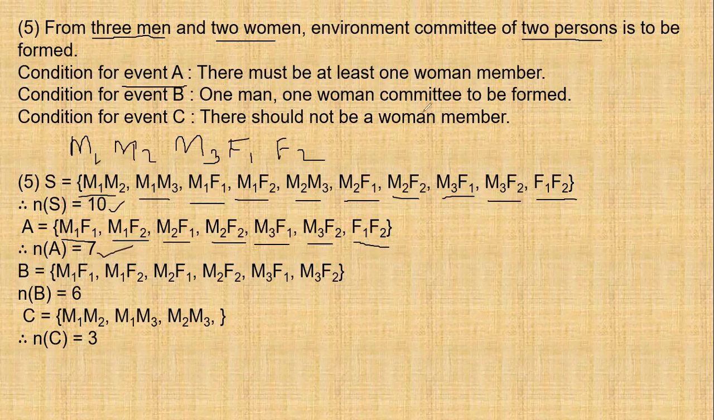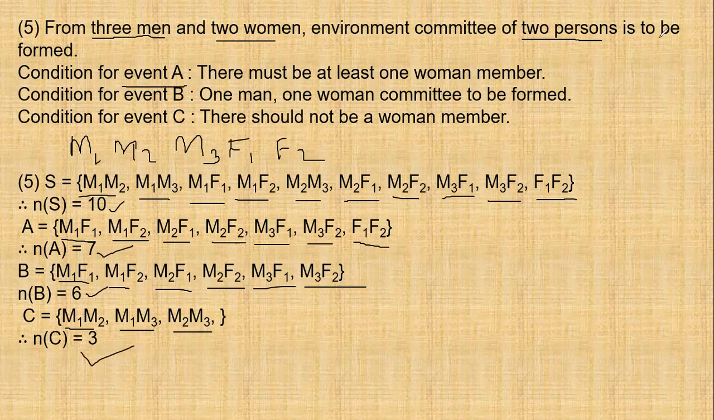Then a committee of 1 man and 1 woman is to be formed. So M1 F1, M1 F2, M2 F1, M2 F2, M3 F1, M3 F2. Like that, it is 6. Then there should not be woman members. That is M1 M2, M1 M3, M2 M3, only male members. It is total 3.